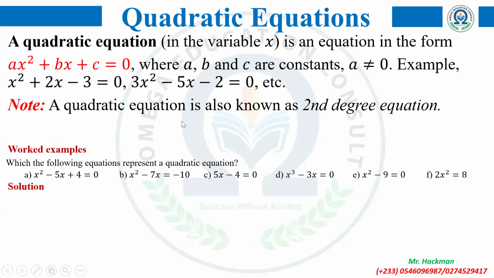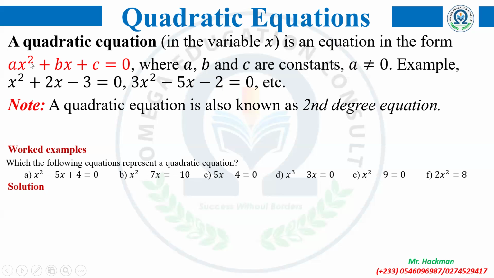Note, like Prof. Kojo said, a quadratic equation is also known as a second degree equation. The degree of any polynomial is the highest power of the variable involved. So here, the variable is x. The power here is 2, the power here is 1, and here there is x to the power 0, only that usually we don't write it. So it's 2, 1, 0. The highest power of your variable here is 2, making it second degree.